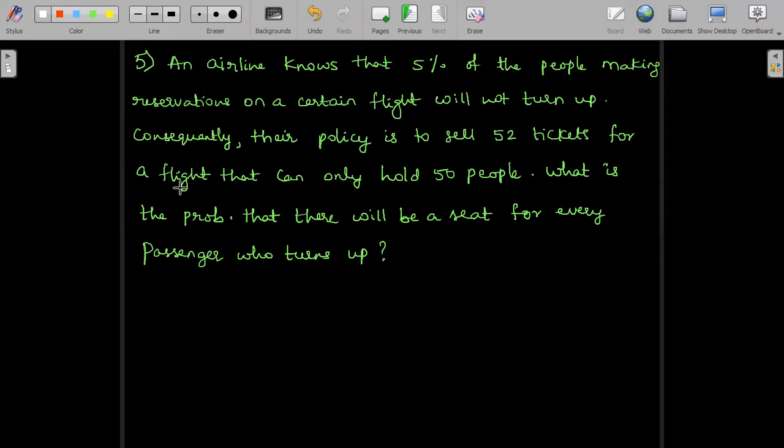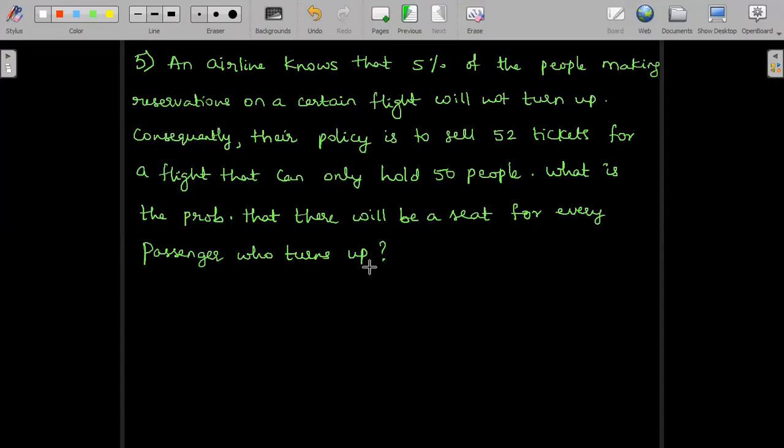And it is very important to note that the flight can hold only 50 people. Though the flight can hold 50 people, they are always sure to have a policy to sell 52 tickets. Means they are very much sure that two or more than two people will not turn up. And that is the probability we have to find out. So what is the probability that there will be a seat for every passenger who turns up?